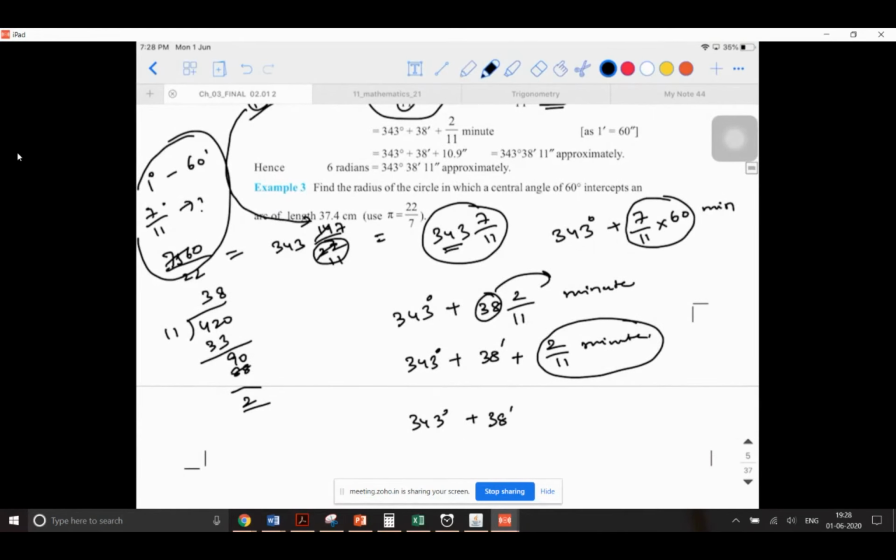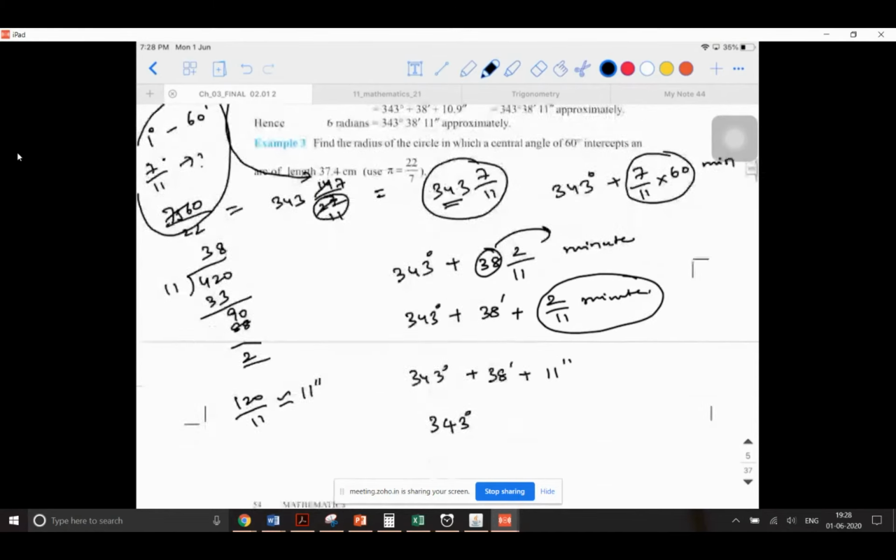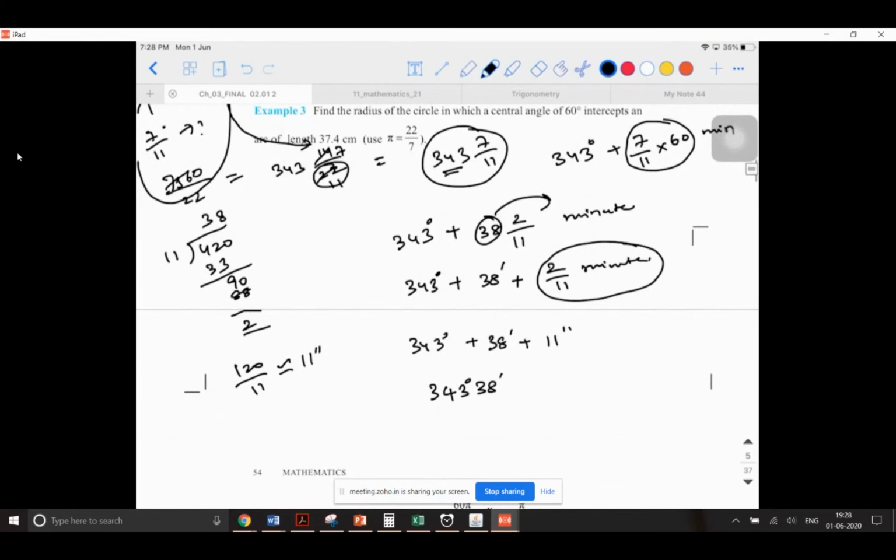It is going to be 38 minutes. Okay. Plus, how much is it going to be? 2 into 60 divided by 11. That is 120 divided by 11. If it is 121, it will exactly be 11. So it is approximated to 11 seconds. Plus 11 seconds. So the answer for 6 radians is going to be 343 degrees, 38 minutes and 11 seconds. So 6 radian is equal to this many degrees.